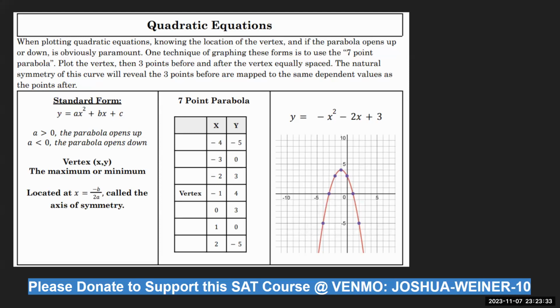Quadratic equations. When plotting quadratic equations, knowing the location of the vertex and if the parabola opens up or down is obviously paramount. One technique for graphing these is to use a 7-point parabola. We plot the vertex and then 3 points before and after the vertex, which are equally spaced. The natural symmetry of the curve will reveal the 3 points that are mapped to the same dependent values in the points after. That's a mouthful.